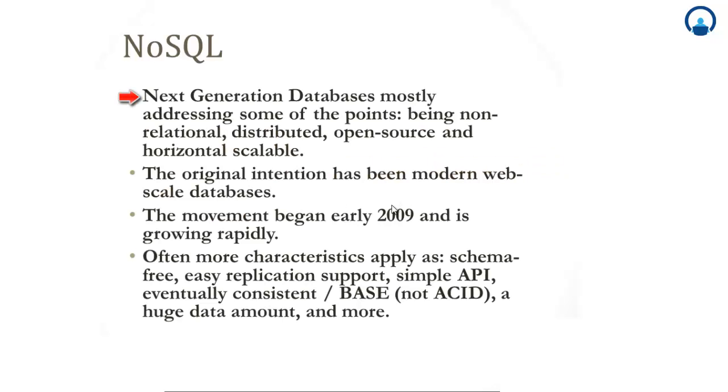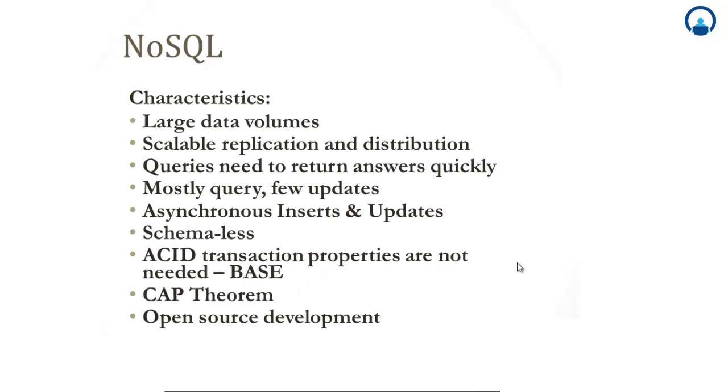Next generation databases mostly address some of the following points: being non-relational, being distributed, being open source, and being horizontally scalable. The original intention for next generation databases has been modern web scale databases. This movement began in early 2009 and is now growing rapidly. There are some more characteristics of NoSQL that we'll see in the next slide.